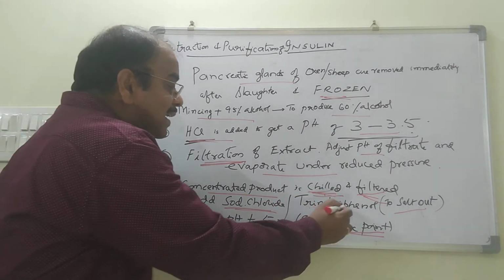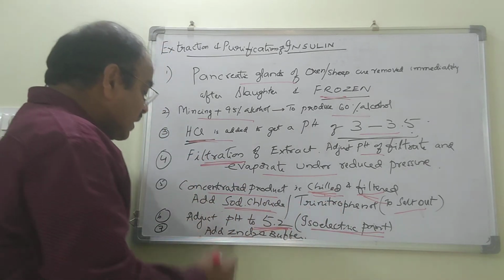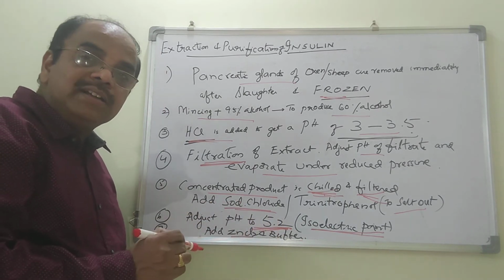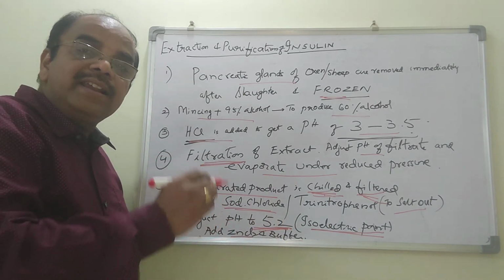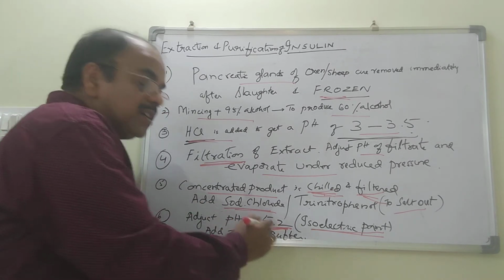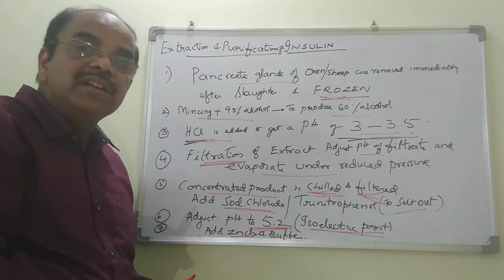If you are using trinitrophenol, you will get the insulin picrate, and adjust the pH to 5.2, which is the isoelectric point at which it is electrically neutral. You add zinc chloride and add the buffer solution. This is the extraction and purification of the insulin.